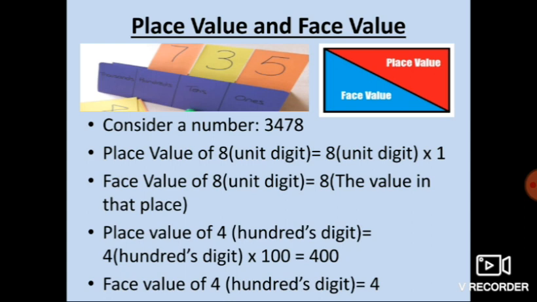What about 4? The place value of 4, where 4 is located in the hundreds digit. So the place value of 4 will be 4 into 100, that is equal to 400, and the face value of 4 is 4. I hope you understood. If you have any doubts, please write in the comment section so that I can help you.